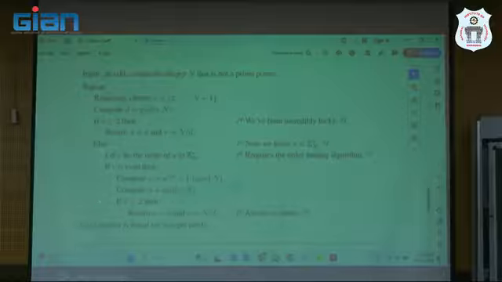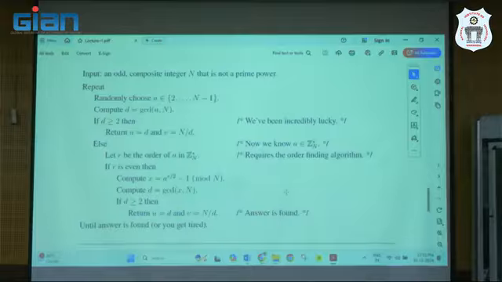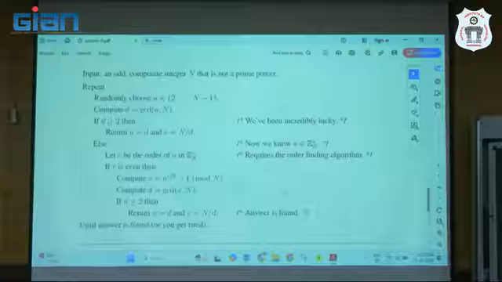So now we will look at this. What is our algorithm? Randomly choose an A from 2 to n minus 1. Compute D, which is the GCD of A and n. If D turns out to be greater than or equal to 2, that means D divides A and D divides n. So D greater than or equal to 2 divides n. So we have found a factor of n. Agreed? So we are done. Correct?